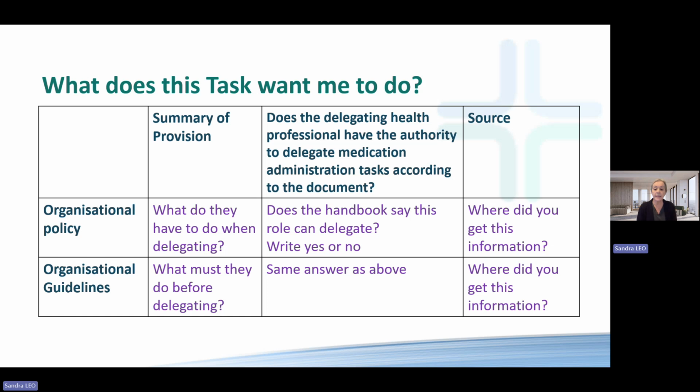So in that table about delegating in the handbook, it says each position, like each job title, and it says whether they can delegate or not, and then it says what they have to do when they're delegating. What it wants you to do for summary of provision is write down what they have to do when they're delegating. In the next column over, where it says, does the health professional have authority to delegate administration of medication tasks according to the document? Believe it or not, the answer is simply yes or no, depending on what's in that table.